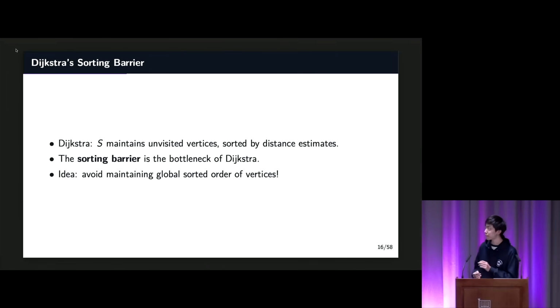However, if we have an algorithm that avoids maintaining a global sorted order of vertices, that gives us the chance to break the sorting barrier, hence beating Dijkstra in terms of time complexity.